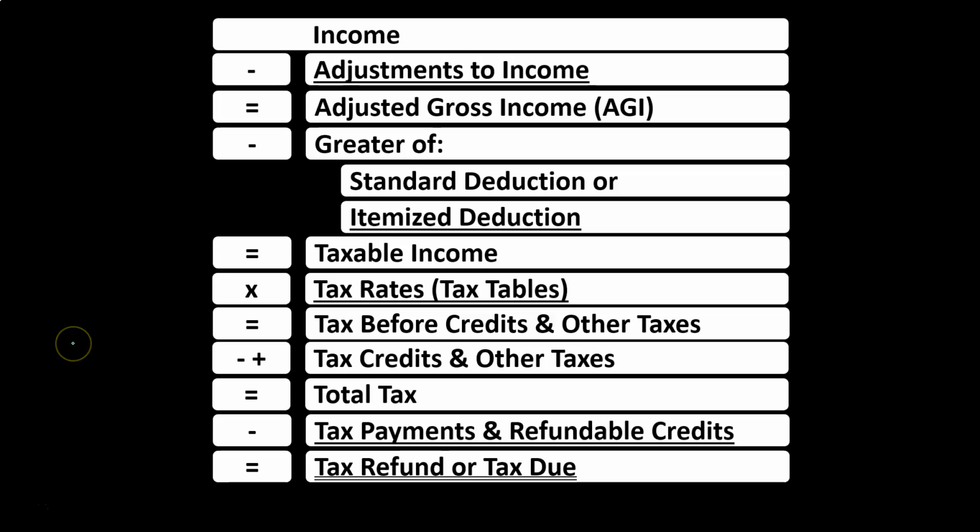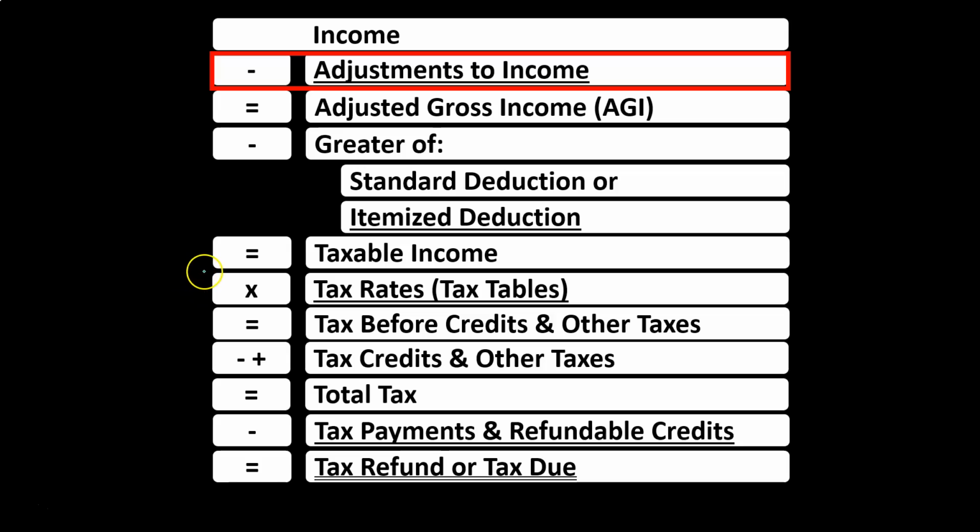When considering our income tax equation, we are going to be on the second line, that being the adjustments to income. We can break out our equation into two halves, the top half being a modified income statement, the bottom half then being the calculation of the tax and then application of the payments and credits to get down to the tax refund or the amount due.